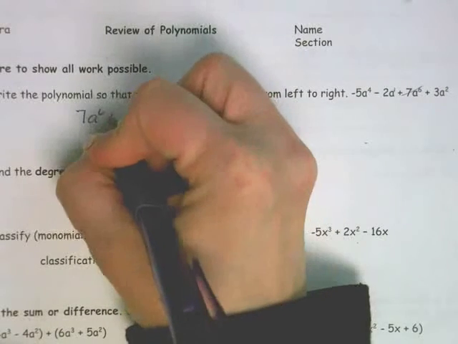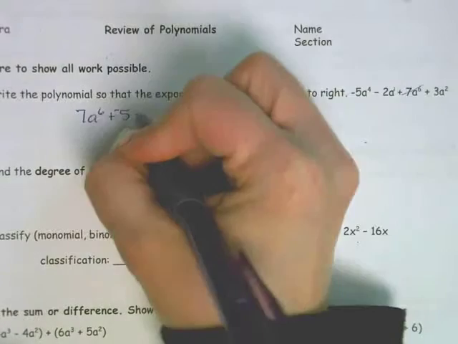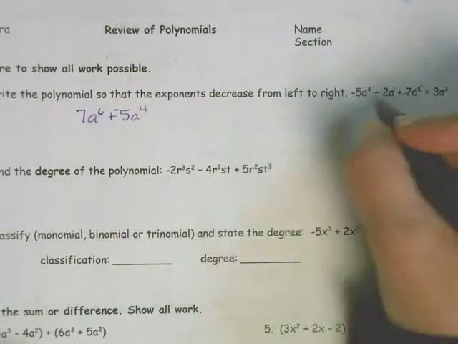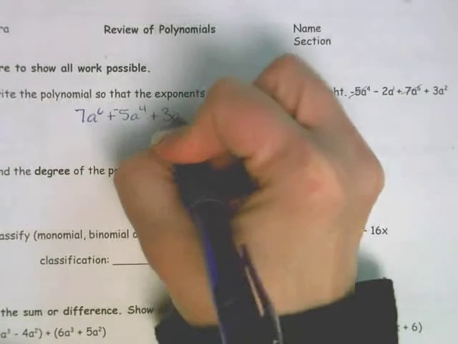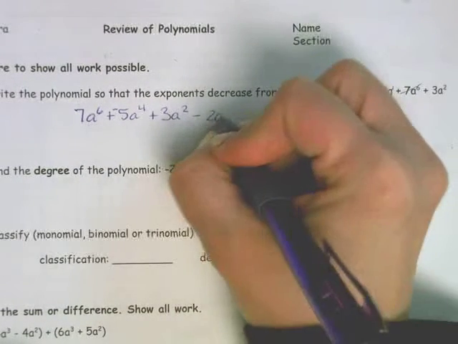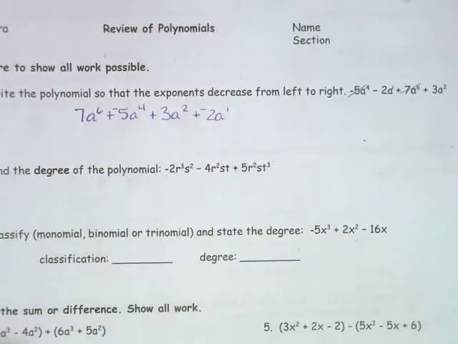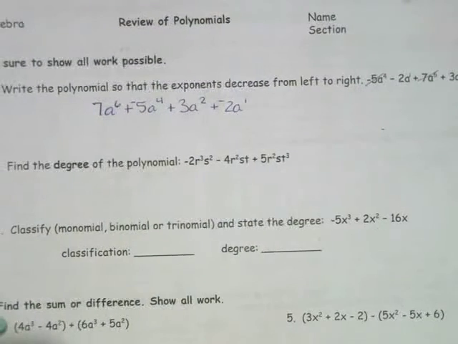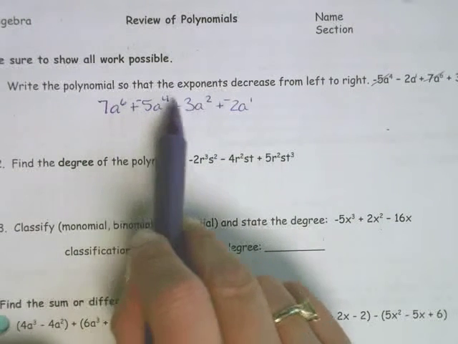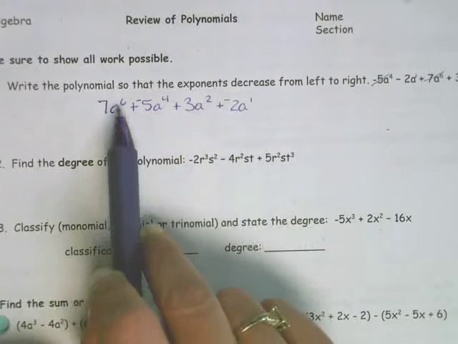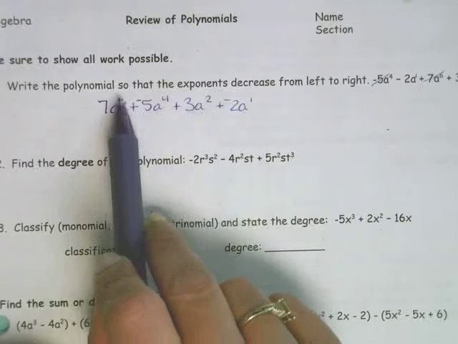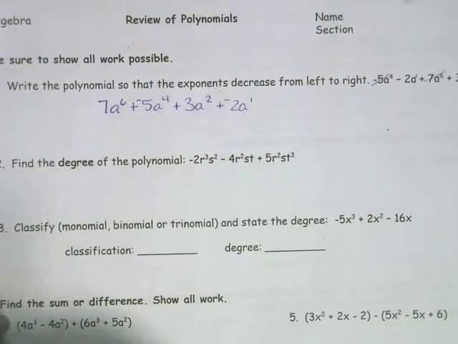You could say plus negative 5a to the 4th, or you could just say minus 5a to the 4th, either way. And then we'd have the squared left, plus 3a squared. And then either this minus 2a to the first or plus a negative 2a to the first, either way. This is the standard form when you're getting an answer that might have more than one exponent in it. If they're all the same base but different exponents, you would normally write them in order from greatest to smallest, just to get used to that form.